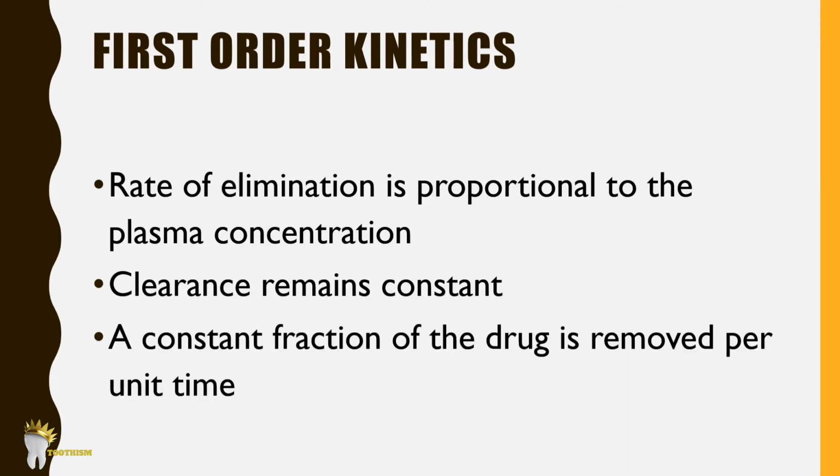So in first order kinetics, the rate of elimination is proportional to the plasma concentration, which means as the plasma drug concentration increases, the rate of elimination also increases. Here clearance remains constant. This means that a constant fraction of the drug is removed per unit time. This occurs with the majority of drugs, and this happens as long as the enzymes are available to metabolize the drug.